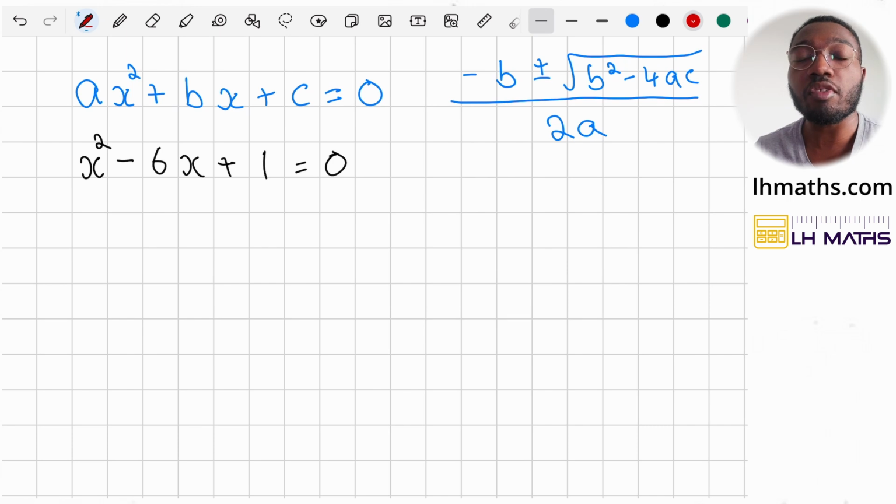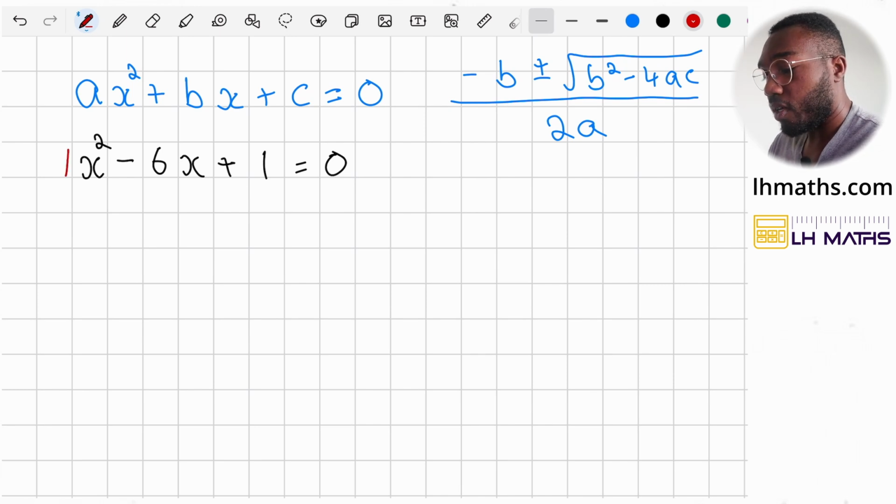Okay? So in our last lesson, we looked at the quadratic equation x squared minus 6x plus 1 is equal to 0. And we worked it out by completing the square. So now we're going to work it out using the quadratic formula. So first things first, we need to work out what are our a, b, and c values. So if we look at x squared, we could essentially write that as 1x squared. So we know that a must be 1. With b, we have minus 6 here. So we know that b is minus 6. And for c, it would just simply be 1. So we have c as 1.